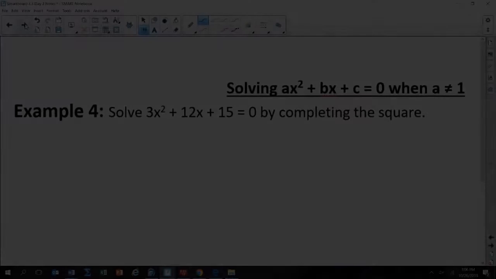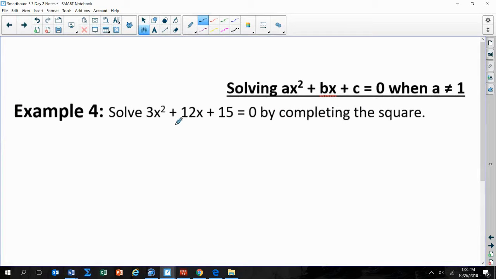Today, we're going to be doing example 4, starting here, where you can see that the leading coefficient is 3. See how it's a number other than 1? So we're just following the same 6 steps that we did last class. It's just now we have to do step 2. All right, so let's start this.